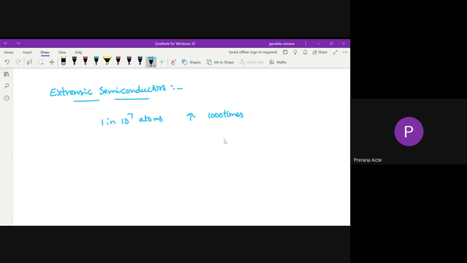Adding impurities to an intrinsic semiconductor, that is doping, forms what is called an extrinsic semiconductor. To add the impurities is called doping. Extrinsic semiconductors are of two types, N type and P type.